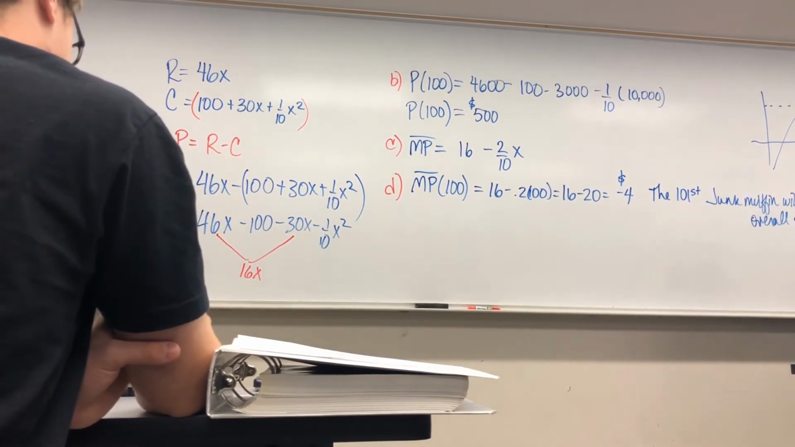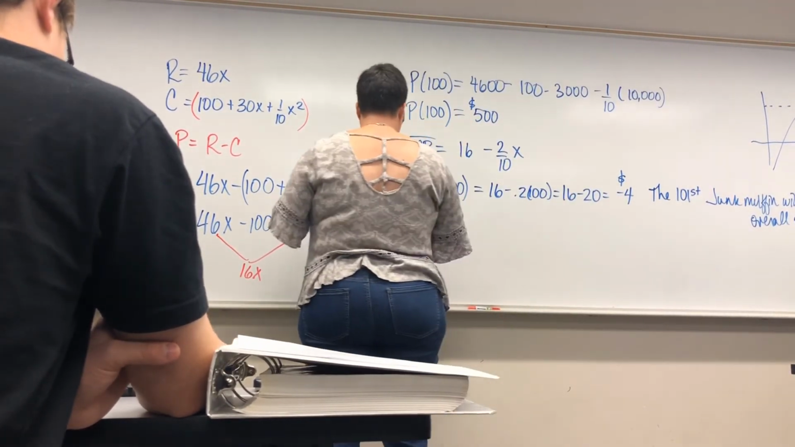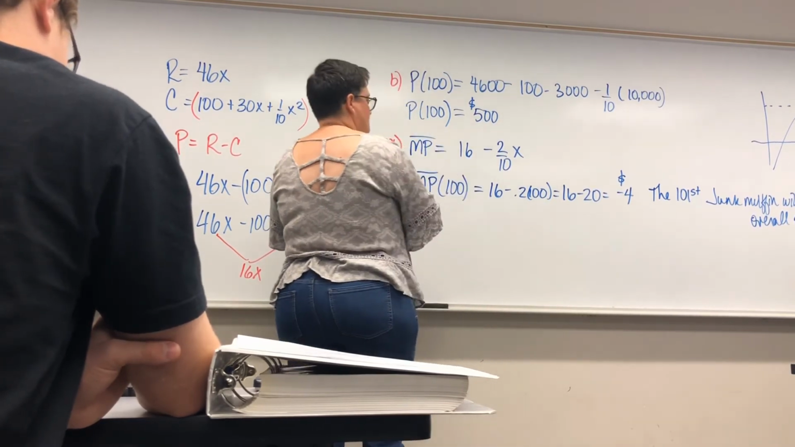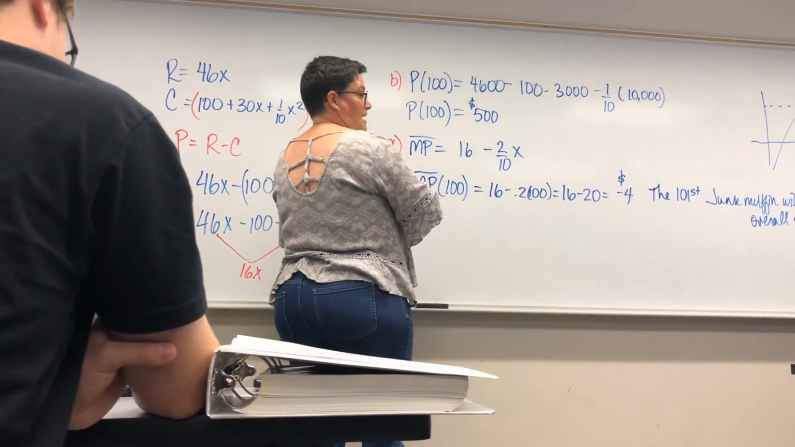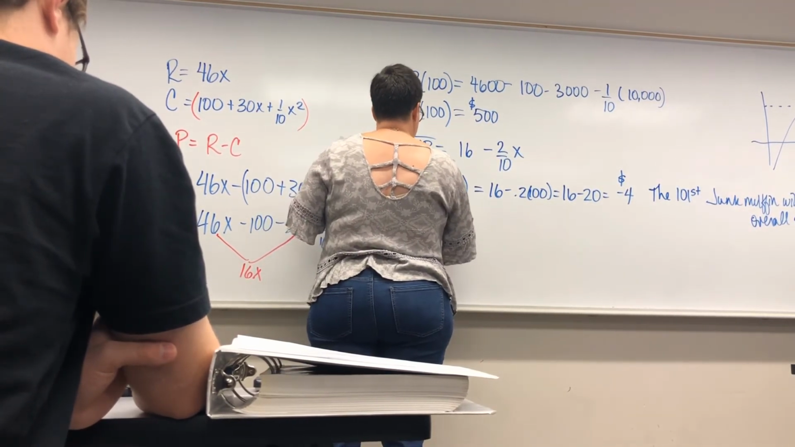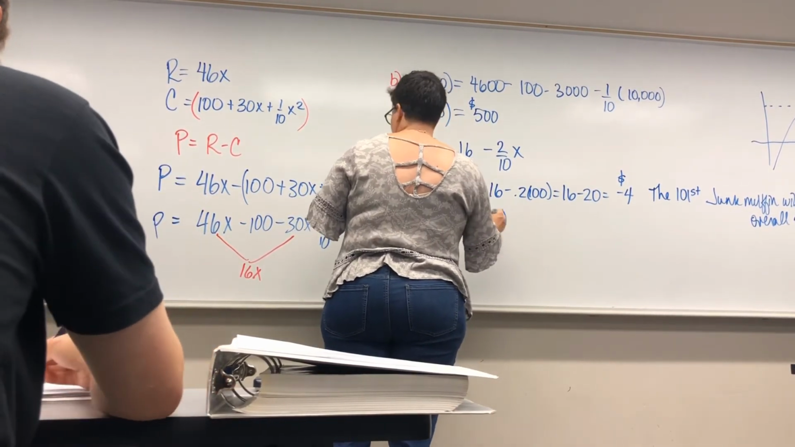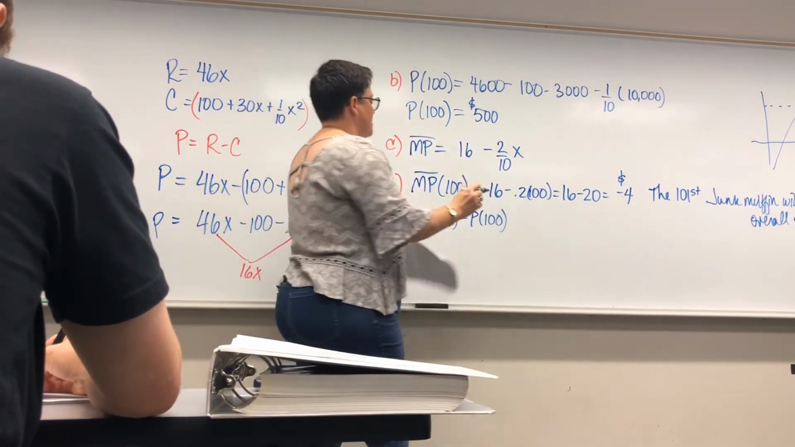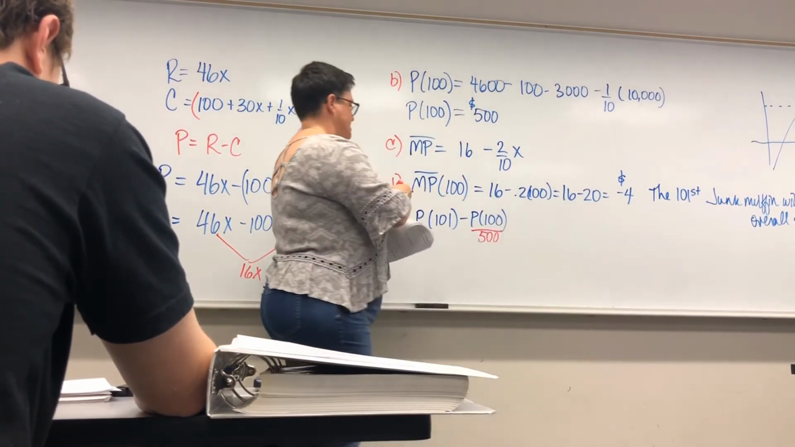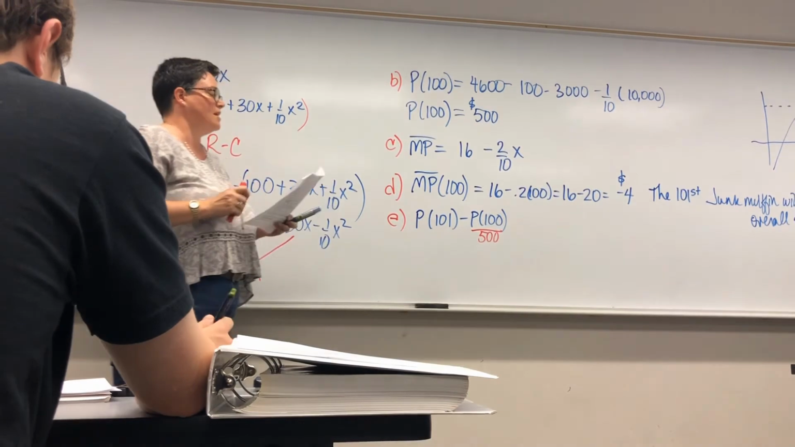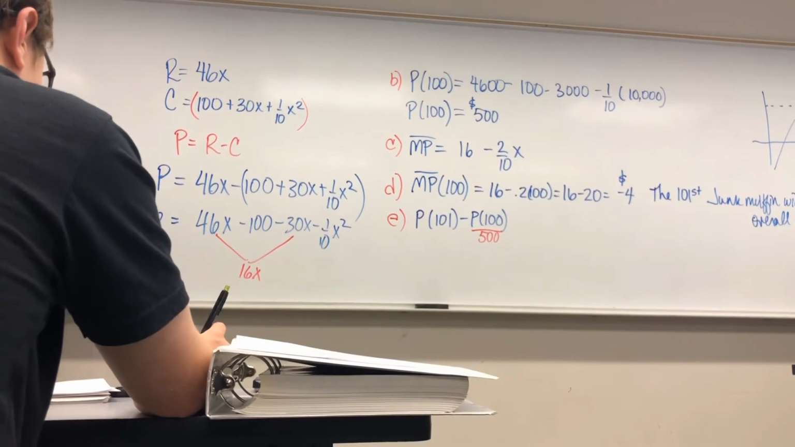Part E, what does it want? Plug in 101 to the profit, 100 to the profit, and subtract. Yeah, so P of 101 minus P of 100. We've already got P of 100. That's $500, right? That was $500. So we already did that. So now we just find P of 101. So somebody can do that for me real quick. That'd be great.